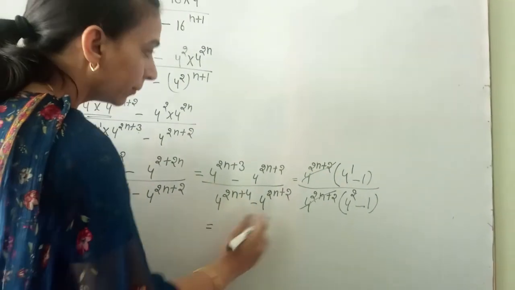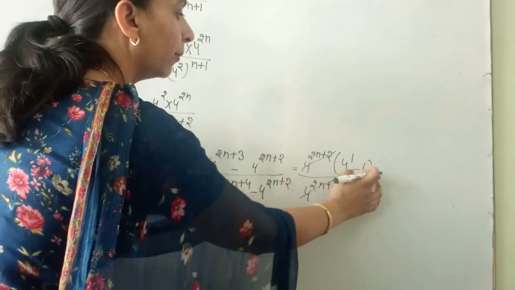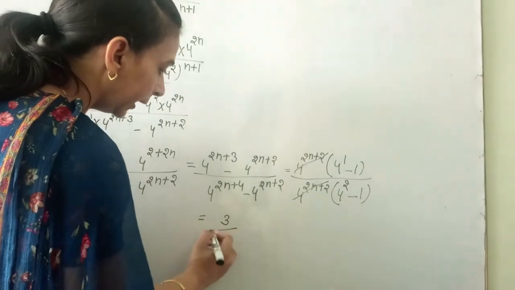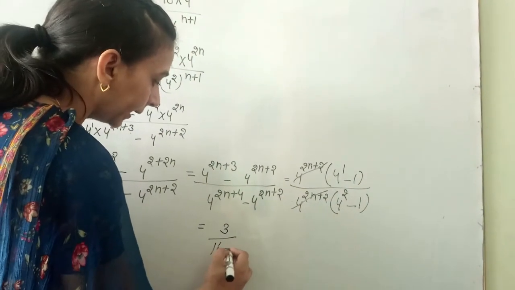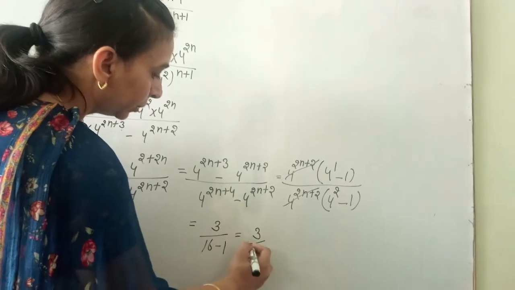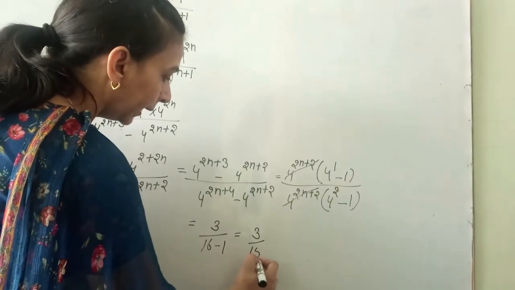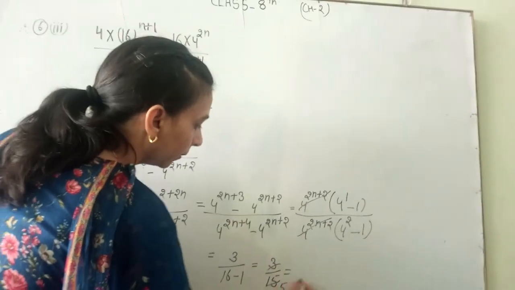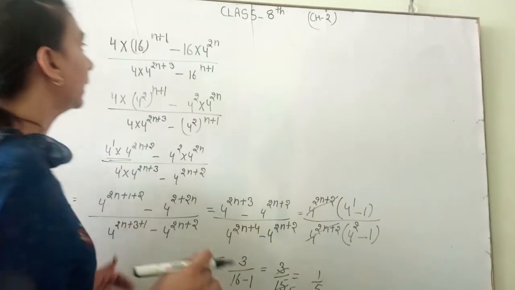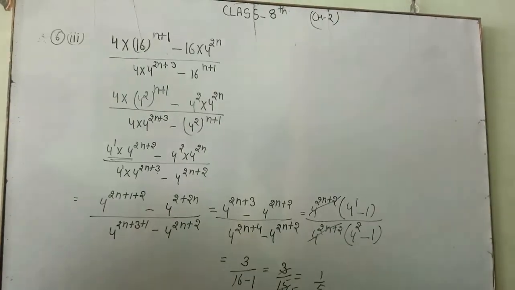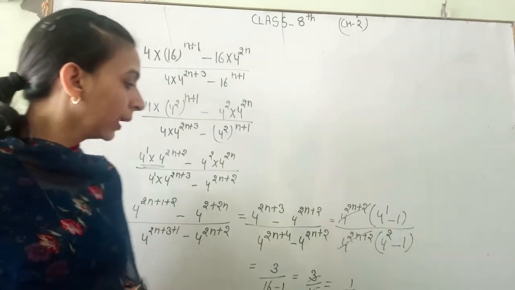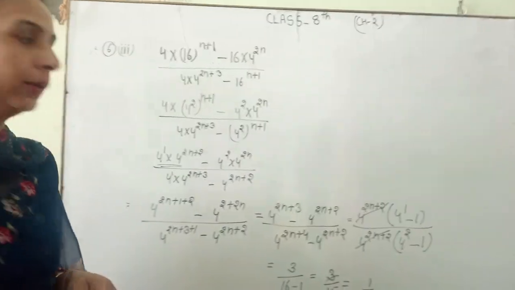Okay, and this equals 4 raised to the power 1, that is 4, minus 1, which is 3, divided by 4 raised to the power 2, 4 squared is 16, minus 1, and this equals 3/15, and this equals 1/5. Then our question is complete and the answer is 1/5. Okay, these are our problems. I hope you understand it. Okay student, thank you.